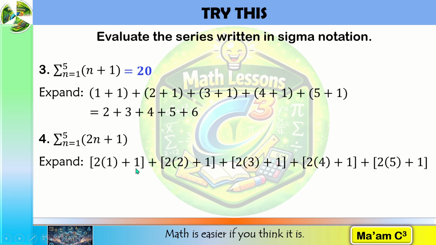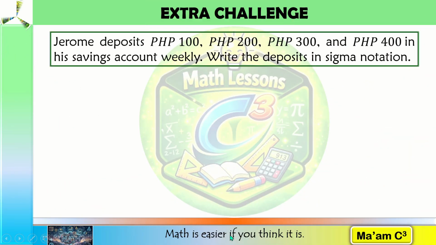2 times 1 is 2 plus 1. This is 3. This one is 5. This one is 7. This one is 9. And this one is 11. So 3 plus 5 is 8. Plus 7 is 15. Plus 9 is 24. Plus 11 is 35. Let us do extra challenge.